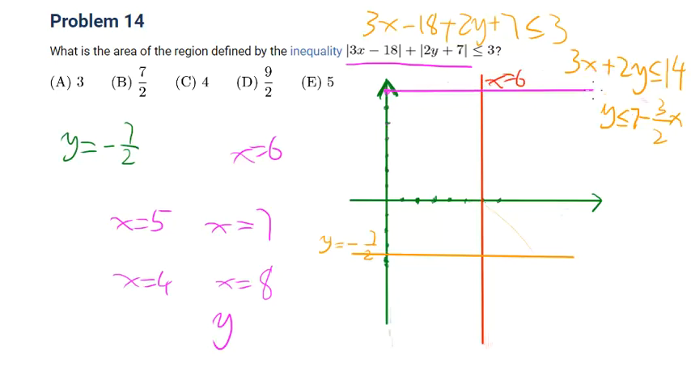Now, when y equals 0, then 3x is less than or equal to 14. So x is 14 divided by 3, which is almost 5, but with 1/3 short. So there you have it.